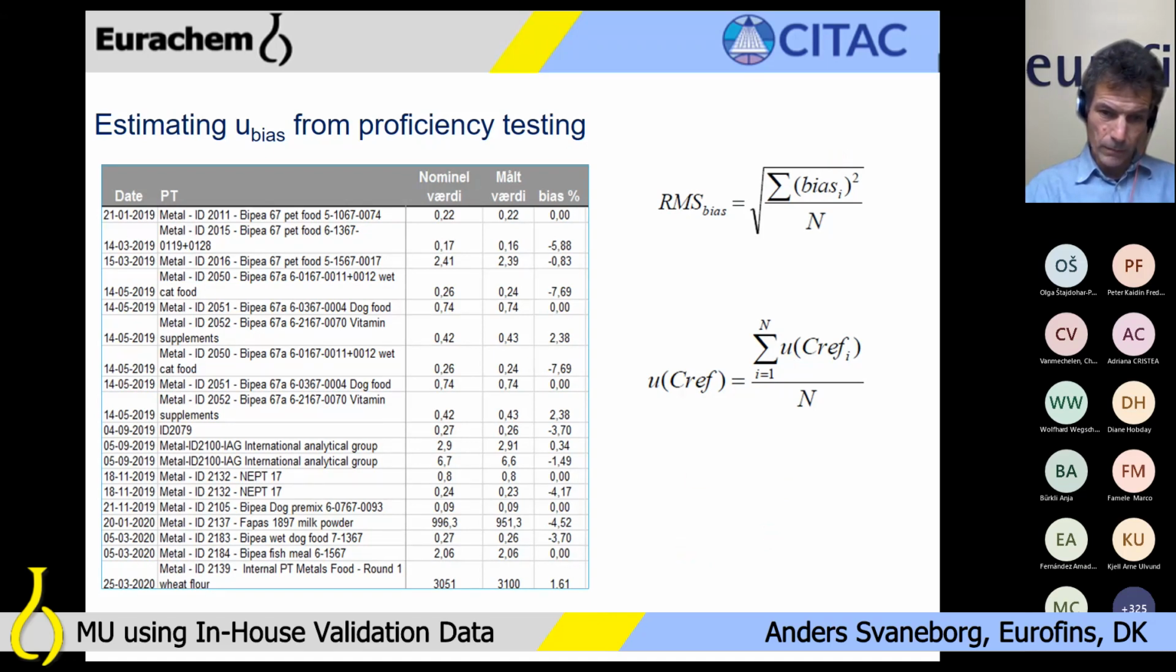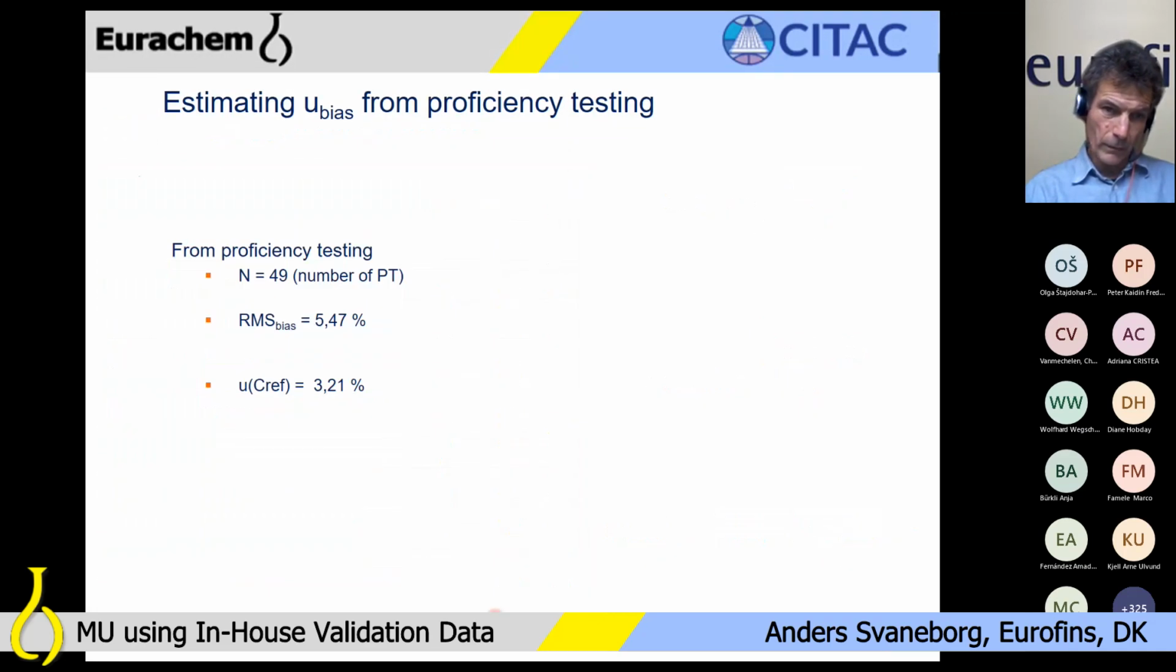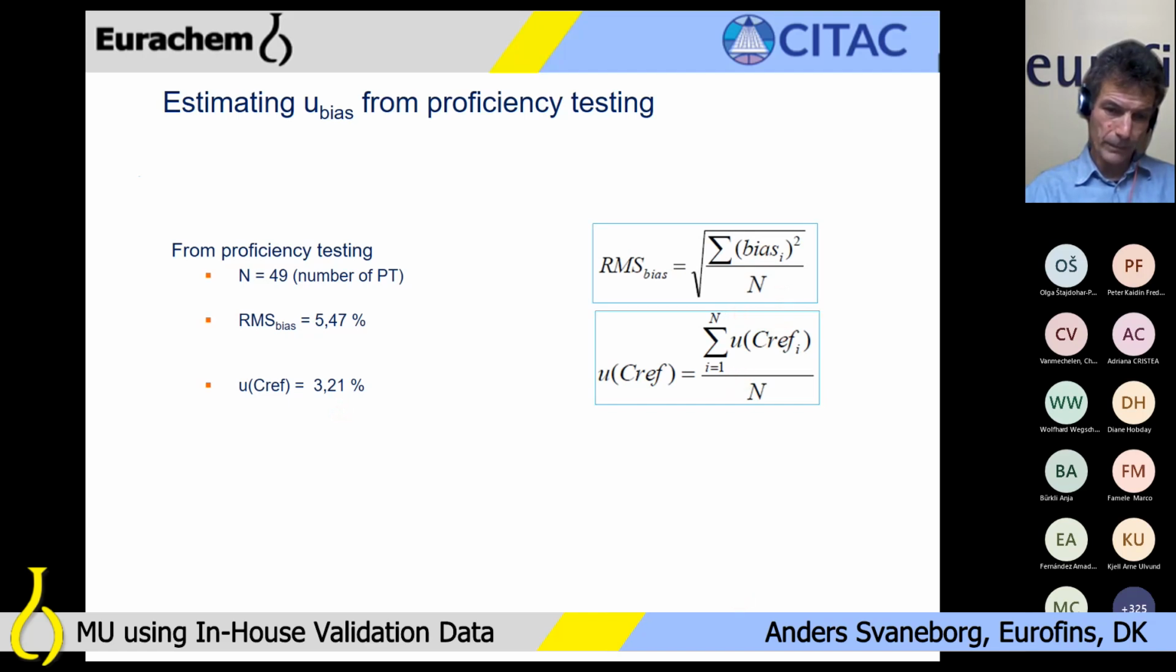So we combine the component from the proficiency testing with the component from the uncertainty on the reference values, combining them using this formula. And we have done this for phosphorus. The RMS is calculated as 5.47%, and the Eurofins is calculated to 3.21%. These are the formulas we have used for this.